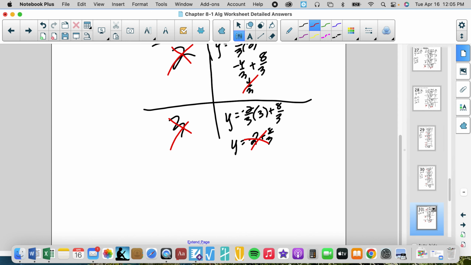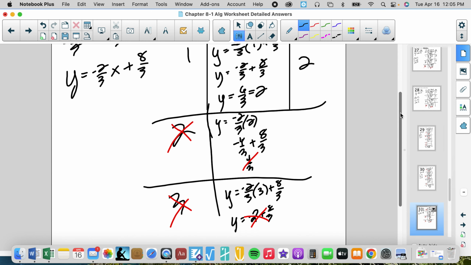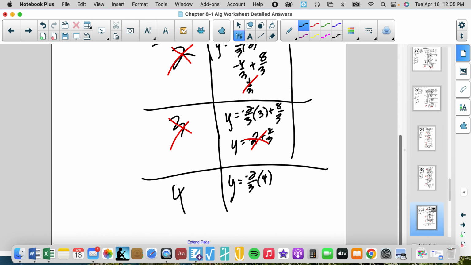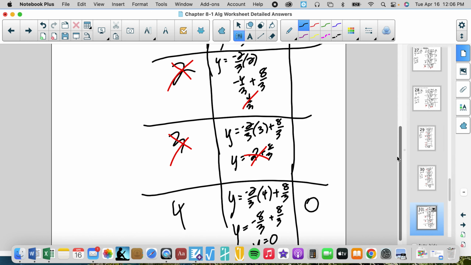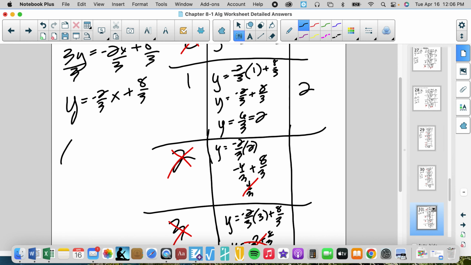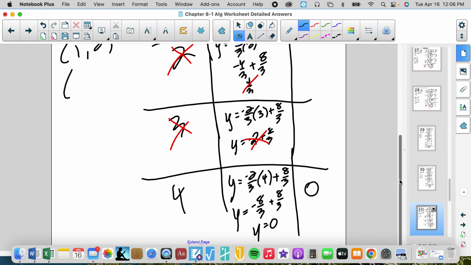How about 4? I think 4 is going to work. Negative 2/3 times 4 plus 8/3, and you get negative 8/3 plus 8/3, which equals 0. So this time we only have 2 solutions. Our 2 solutions are going to be 1, 2 and 4, 0.